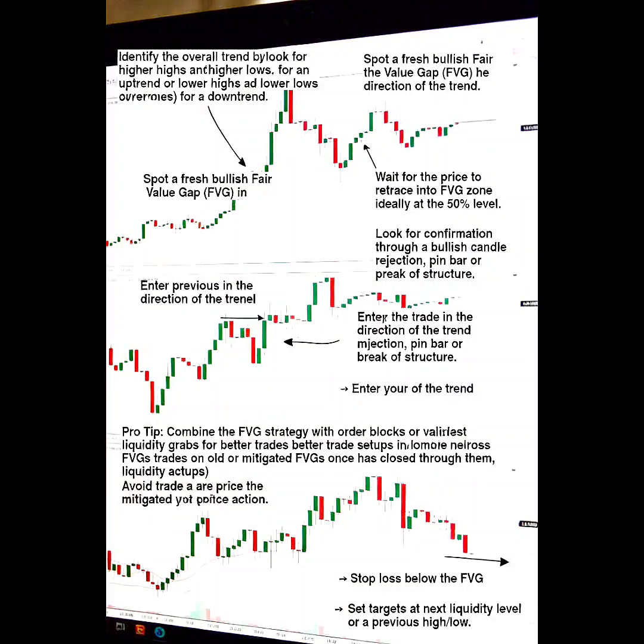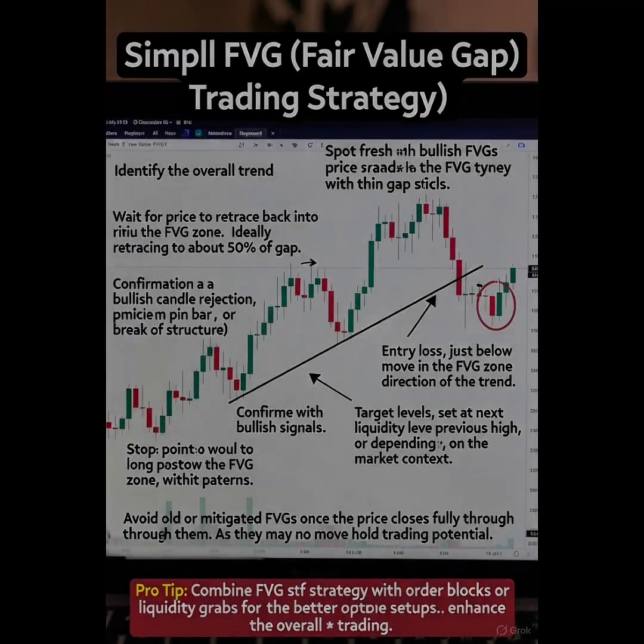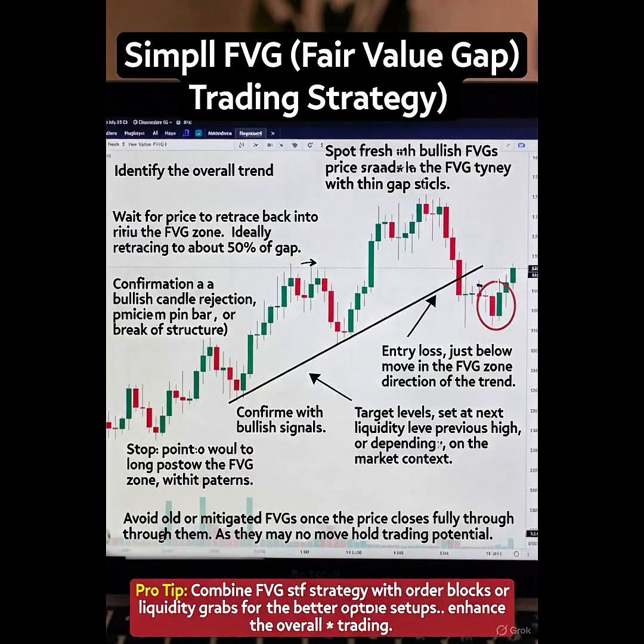Here's a dead simple FVG trading strategy. Identify the overall trend, higher highs and higher lows for an uptrend. Spot a fresh FVG in the direction of the trend, a bullish FVG in an uptrend. Wait for price to retrace into the FVG zone, ideally 50% of the gap. Look for confirmation: a bullish candle rejection, pin bar, or break of structure.